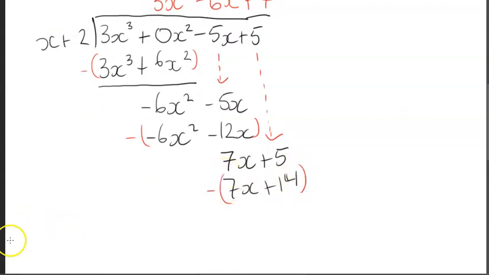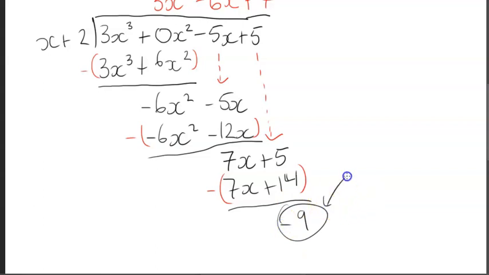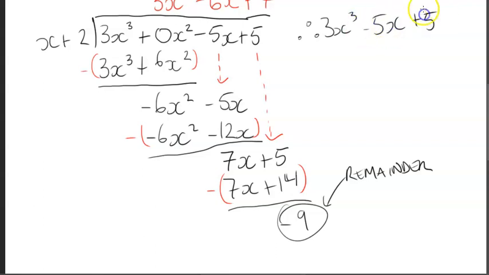7x take away 7x is 0. 5 take away 14 gives me negative 9. So there is our remainder, negative 9. We can't proceed with that process anymore. This right here is our remainder. And how we will write the solution is therefore the 3x to the power 3 minus 5x plus 5 all over x plus 2 is equal to.